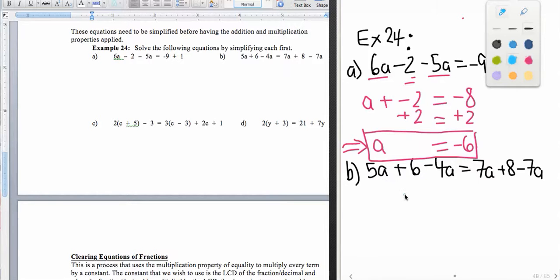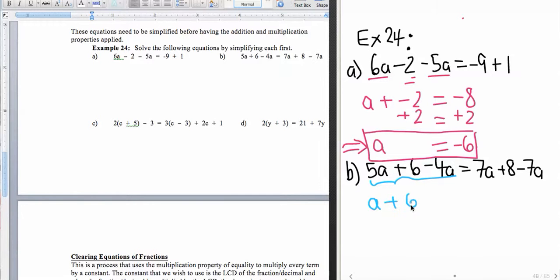Now moving on to my next example here, I have negative 5a plus 6 minus 4a is equal to 7a plus 8 minus 7a. So on the left-hand side over here, I want to simplify this expression. So negative 5a minus 4a is equal to a plus 6. And then on the right-hand side, I want to simplify this expression. 7a minus 7a is 0, so I won't write it, and then plus 8. So now I have the simplified equation, a plus 6 is equal to 8.